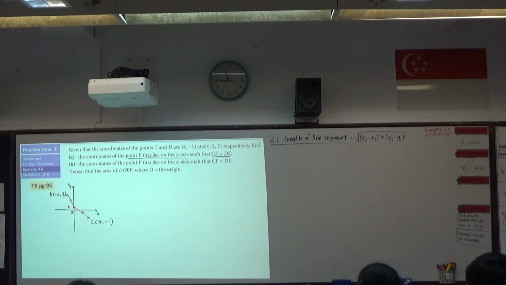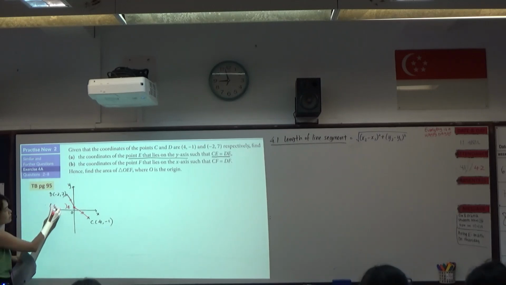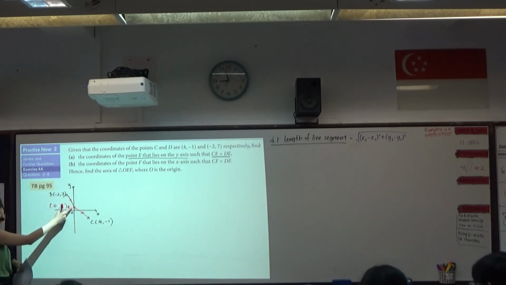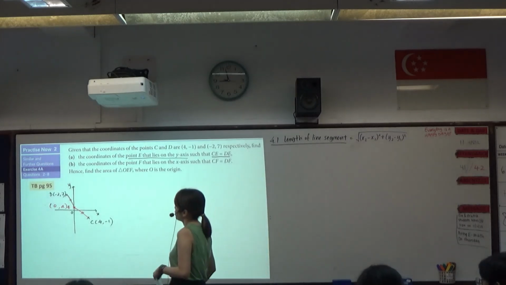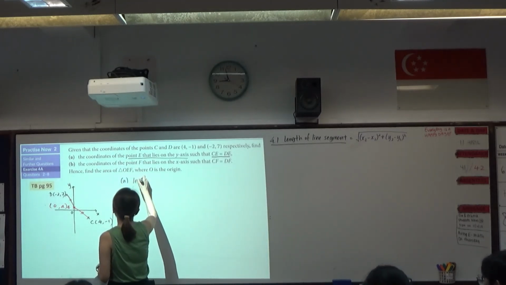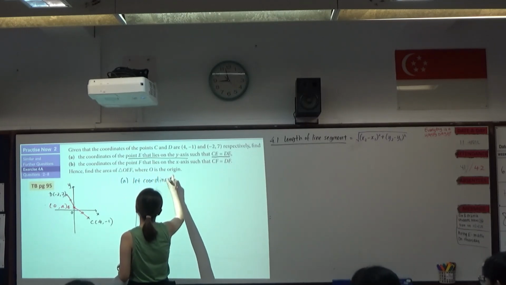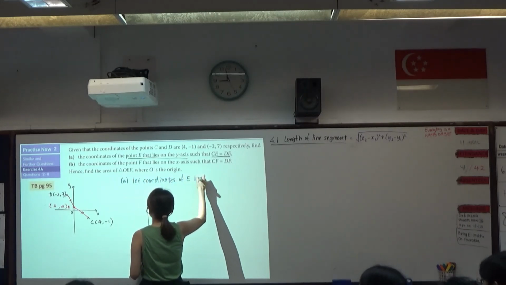And because E lies on the y-axis, first question to ask yourself is, what kind of coordinates do we have? Are we able to tell something about the coordinates? What can we say? X is 0, because it is on the y-axis. On the y-axis, your x coordinate is 0, y coordinate is something. So maybe let's call it A. So to solve this question, we let the coordinates of E be (0, A).